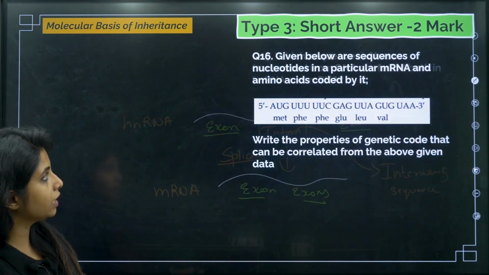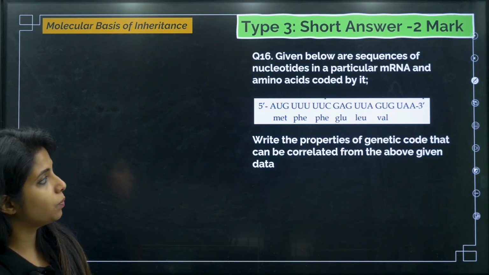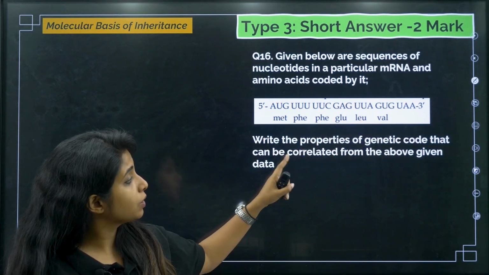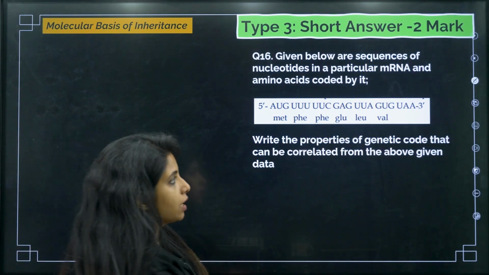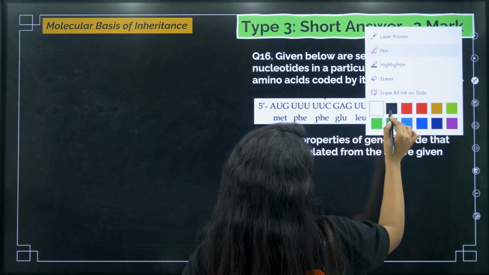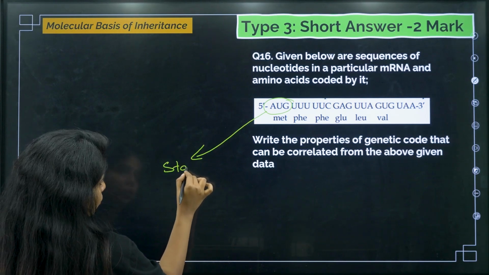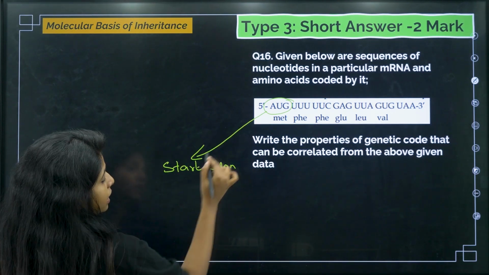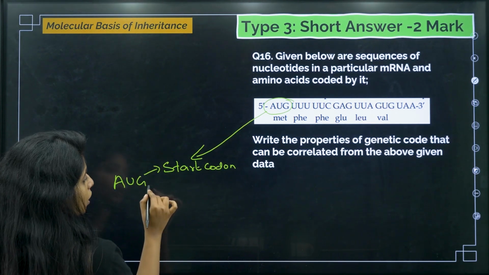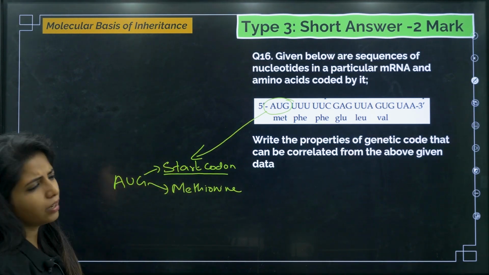Next question. Given below are sequences of nucleotides in a particular mRNA and the amino acids coded by it. Write the properties of the genetic code that can be correlated from the given data. The first thing I see is AUG. I learned that AUG is a start codon, but over here AUG is coding for methionine. So the start codon is also the one that codes for methionine.